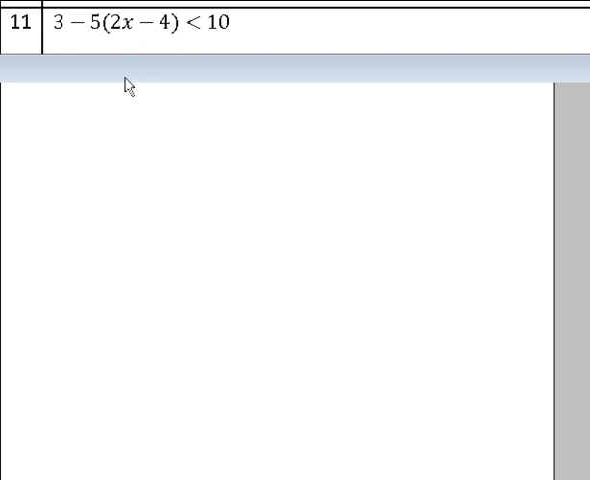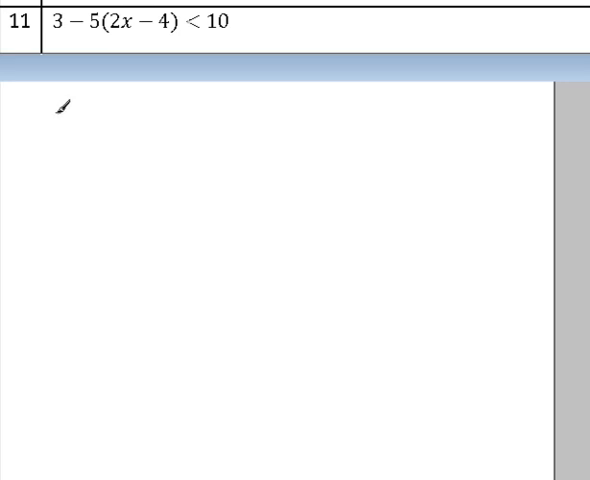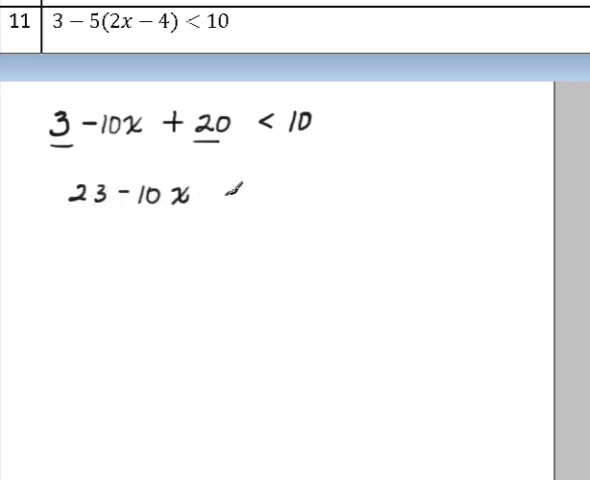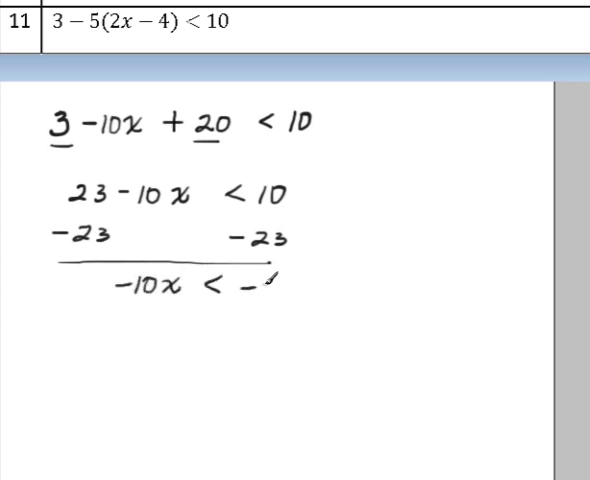Okay, we're solving an inequality now, a less than symbol inequality. Let's multiply through by minus 5. So we have 3 minus 10x plus 20 is less than 10. Okay, just combine the like terms here, and we have 23 minus 10x is less than 10. Okay, subtract 23 from both sides. And we have minus 10x is less than minus 13. And now we're going to divide by minus 10.